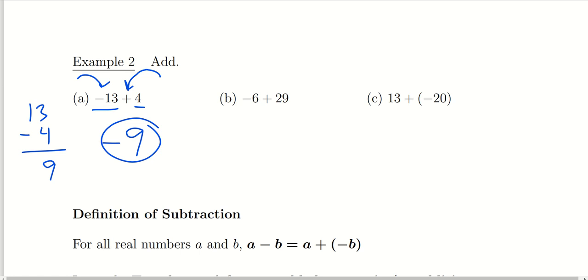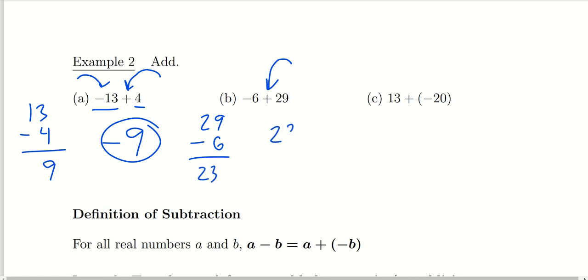Let's look at the next one. Again, identify the operation first. We're adding, and the numbers have different signs. So we're going to subtract the values. I take the smaller value, which is 6, away from 29 in absolute value, and we get 23.